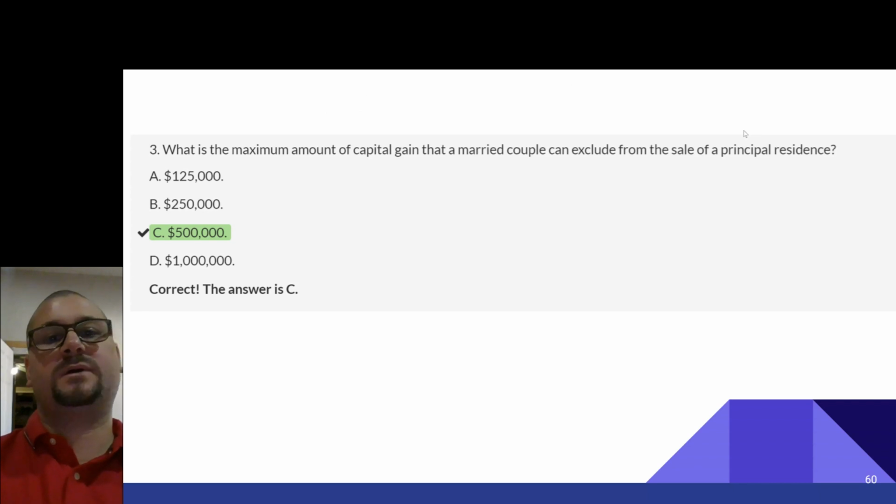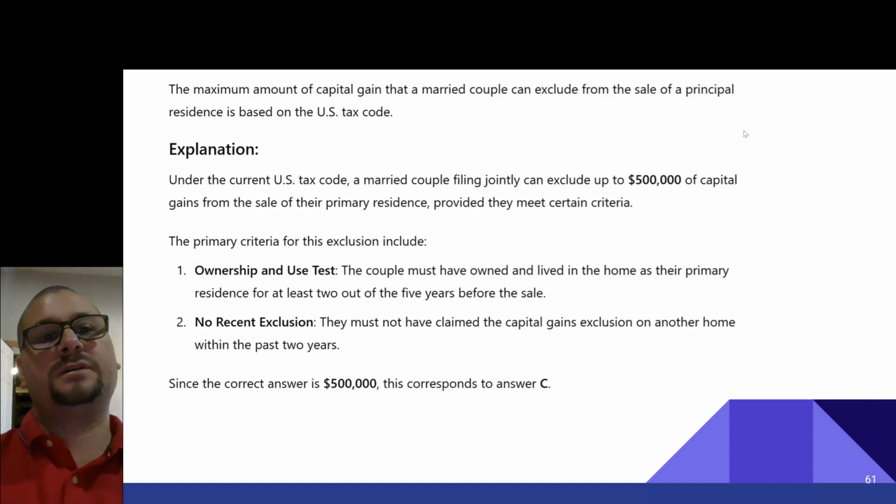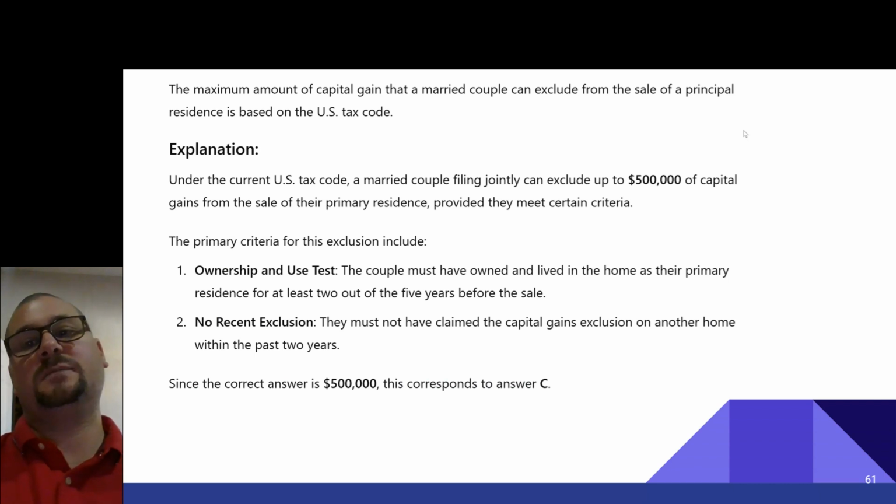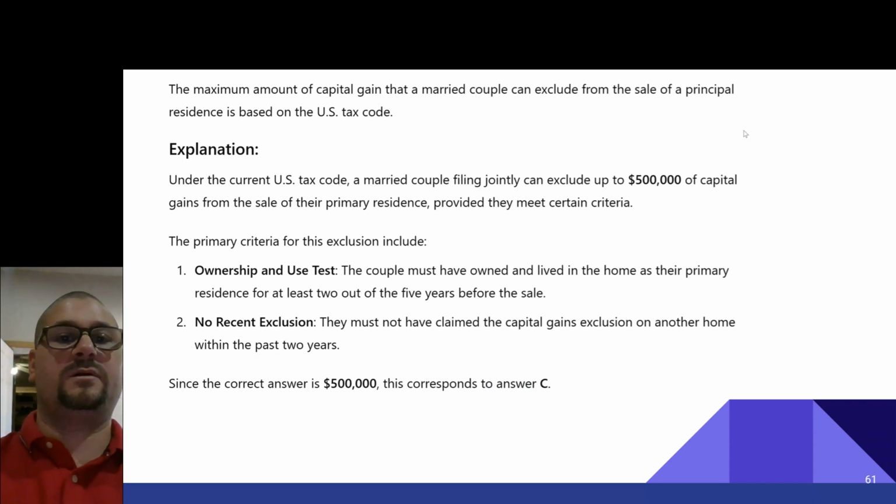So what's the max amount of capital gain that a married couple can exclude from the sale of a principal residence? Under the current United States tax code, a married couple filing jointly can exclude up to $500,000 of capital gains from the sale of their primary residence, provided they meet the criteria, right? Ownership and use, and no recent exclusion.